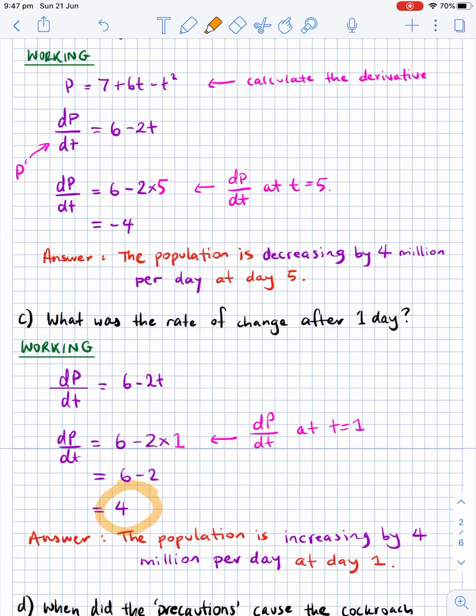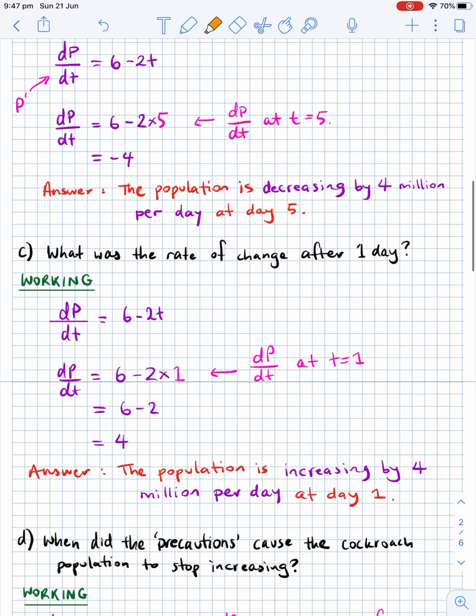So this is where they did not have the population under control. It was getting worse and worse. So you can see after 5 days it was getting a lot better, but at day 1 it's significantly getting worse. That's the idea behind this sort of situation. There's times where the population is increasing, and there's times where the population is decreasing.